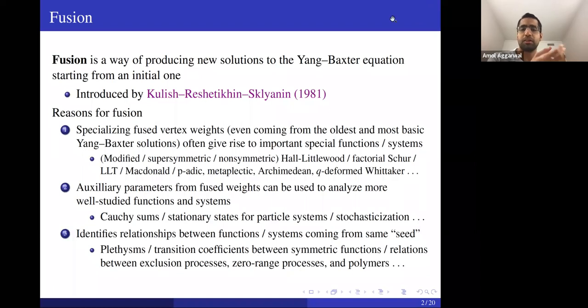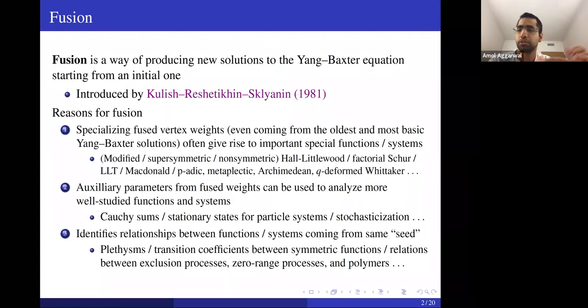A third reason is that once you start from an initial seed solution and you start fusing, you know that all the fused weights are related, which tells you that the functions you get from them are also related in a sense. Using this, you can identify relationships between seemingly different families of symmetric functions. For example, you can quickly see plethystic relationships between symmetric functions, which I'll very briefly mention.